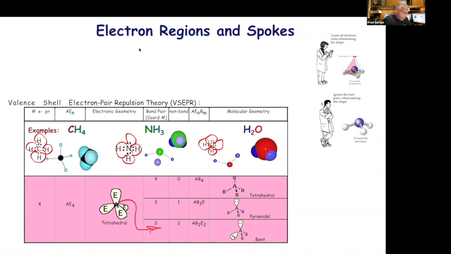And so when you look at water, because you don't see the electrons, it's actually a bent structure. This is the water molecule. It's actually a bent structure, okay? Even though the electronic geometry is tetrahedral.